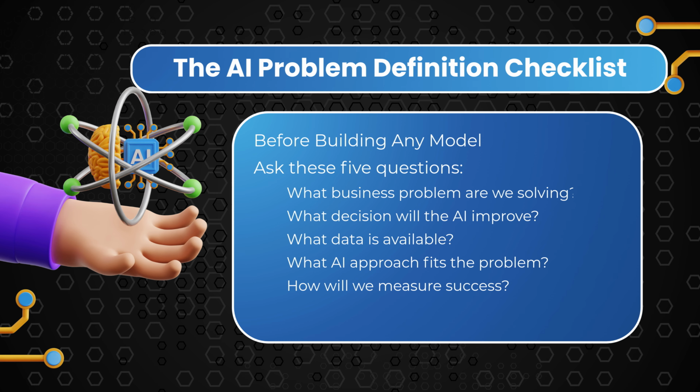Before starting any AI model development, it is important to validate a few key questions. First, what business problem are we solving? Second, what decision will the AI system improve? Third, what data is actually available for training and analysis? Fourth, what AI approach best fits this specific problem? And finally, how will we measure success once the solution is deployed? Answering these 5 questions helps ensure that the AI project starts with a clear objective and a strong foundation.